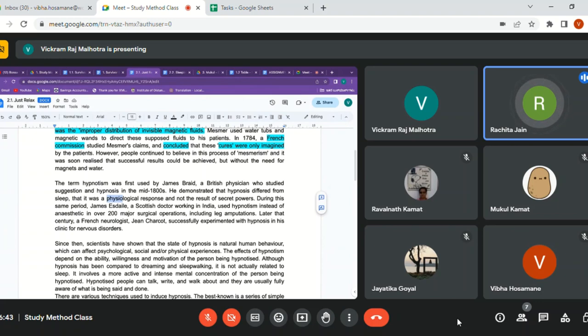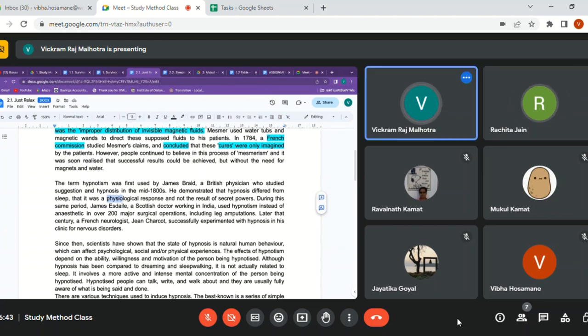Psychological relates to your mind. Psyche is the mind. Physio is your body, like the word physical. What they're saying is hypnosis is a physiological response. It is not imagined. It's real. It's a phenomenon that occurs in your body.